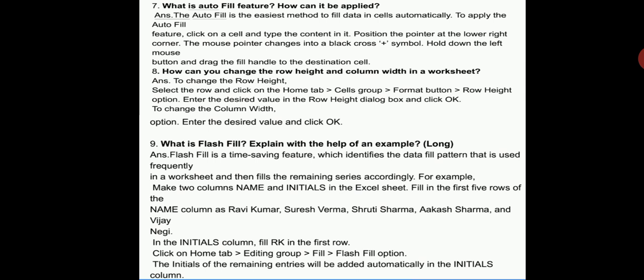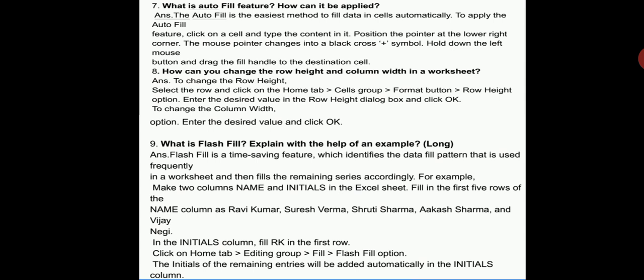The eighth one is, how can you change the row height and the column width in a worksheet? To change the row height, select the row and click on the Home tab, and then click on the Cells group. And after that, choose the Format button and then click on the Row Height option. Enter the desired value in the Row Height dialog box and click OK. To change the column width, choose the Column Width option, enter the desired value and click on OK. The last question of the chapter is, what is flash fill?